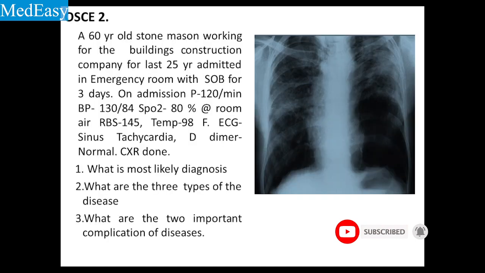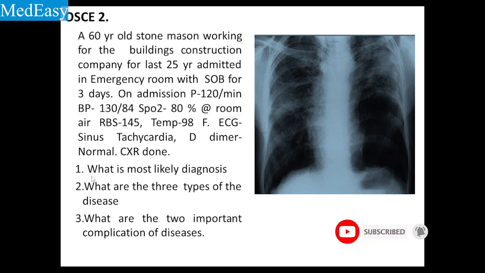Coming to OSCE 2: a 60-year-old stone mason working for a building construction company for the last 25 years admitted in the emergency room with shortness of breath for 3 days. On admission, he is tachycardic, heart rate is 120, blood pressure is 130/84, saturation is 80 on room air, RBS is 145, temperature is 98 degrees Fahrenheit, ECG showing sinus tachycardia, D-dimer normal, chest X-ray done. In the chest X-ray, we can see there are lesions in both lungs.